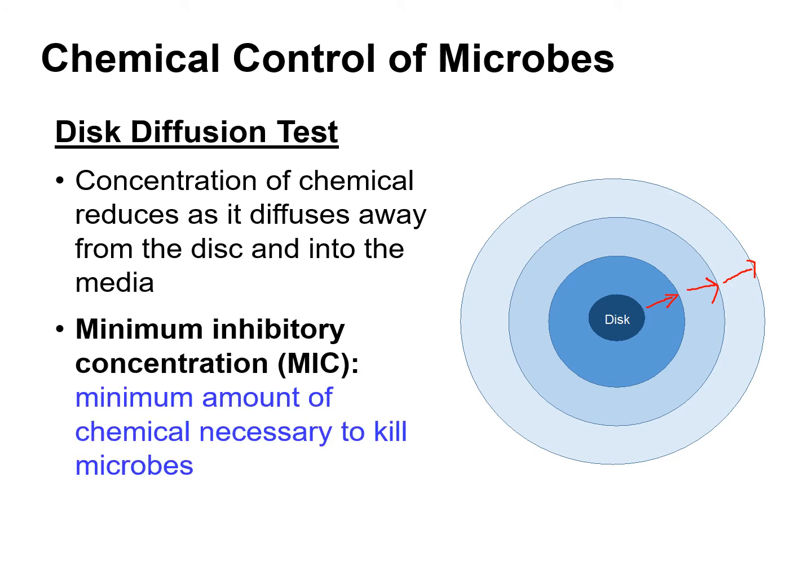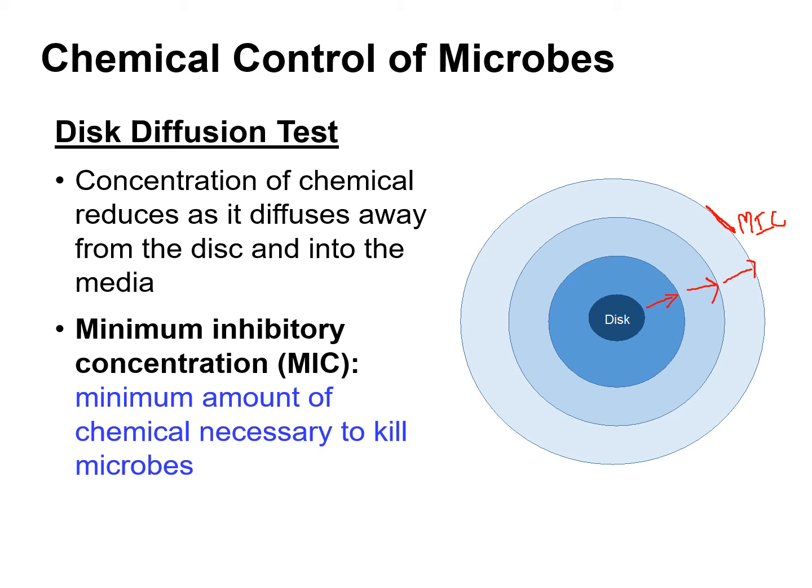And so there is something called the minimum inhibitory concentration, or the MIC. And that is basically the minimum amount of the chemical that's going to be necessary to kill the microbe. And so it would be like out here, the minimum inhibitory concentration that can kill the microbe. From the disc diffusion method or the Kirby-Bauer method, you can tell that the MIC is going to be like out here, right? This is where you have the minimum effective, basically, inhibitory concentration.